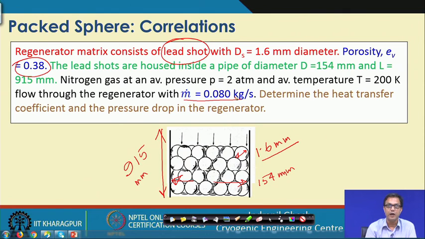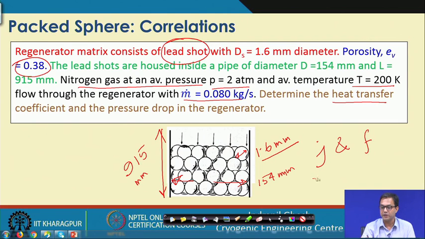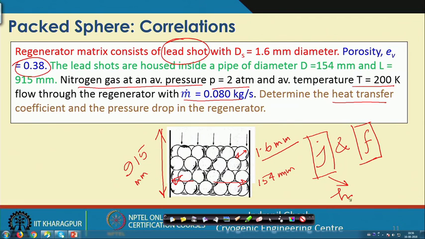The gas is nitrogen flowing at a pressure of 2 atmosphere and at an average temperature of 200 Kelvin. With this information, we need to find out the heat transfer coefficient and the friction factor. You know by this time that J and F are the values from which we can calculate the individual heat transfer coefficient, and this will be linked to the pressure drop associated with the flow of gas through this packed bed.